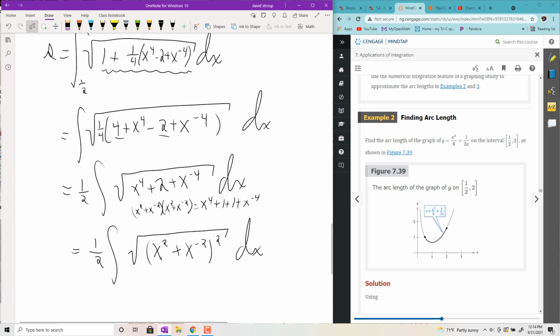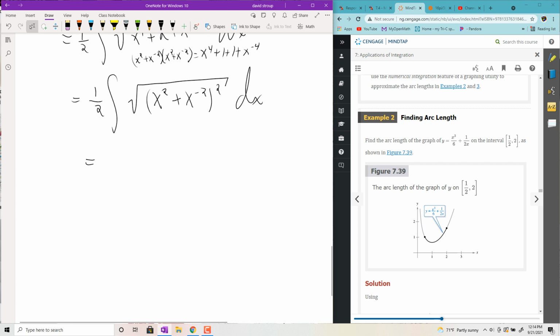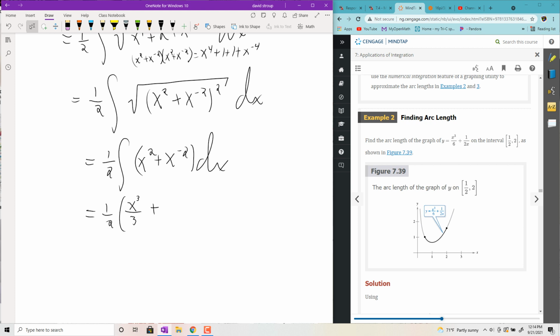Right? So it works. Okay, so anyways, then you can take the square root of that thing, and you just get the x squared plus x to the negative 2. And now you're kind of home free because you just do power rules. So you have x cubed over 3 plus x to the negative 1 over negative 1. Clean it up a little bit.